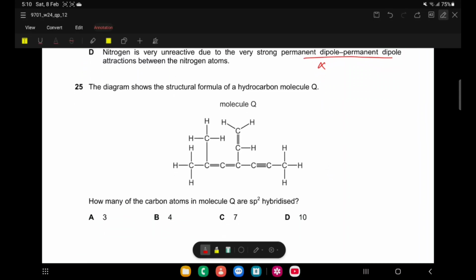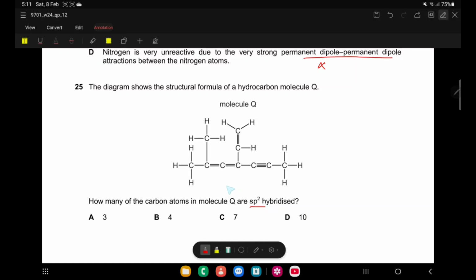Question number 25. The diagram shows the structural formula of a hydrocarbon molecule Q. How many of the carbon atoms in molecule Q are sp2 hybridized? Okay, this is interesting. We know that where there is a carbon-carbon double bond, there is a pi bond. Double bond means pi bond means sp2 hybridization.